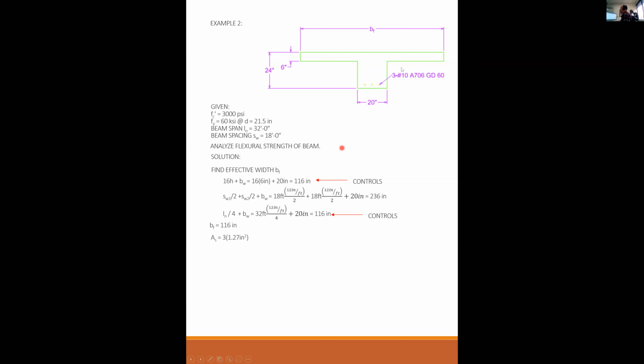Area of steel is 3 number 10, so 3 times, and again, look this up in that table 8.2, 3 times 1.27 is 3.81 inches squared. So I can solve for little a. Little a is As fy over 0.85 f'c b. This never changes. So that's 3.81, 60, 3, 116. Why did I use 116 and not 20?